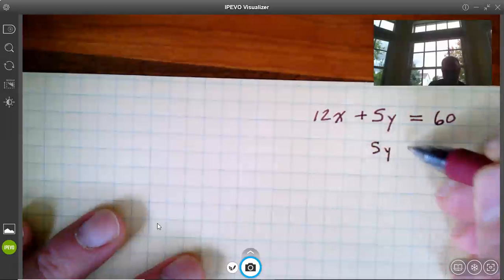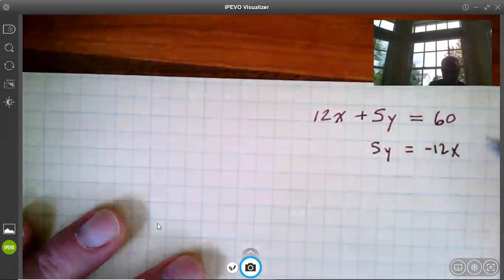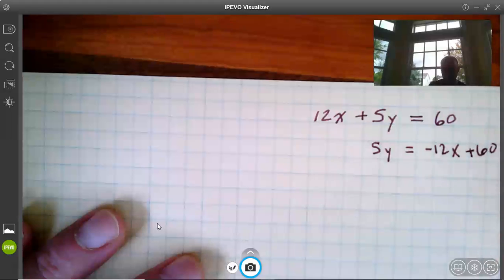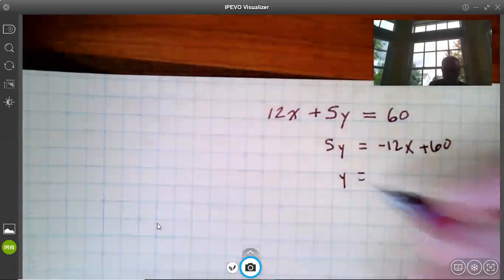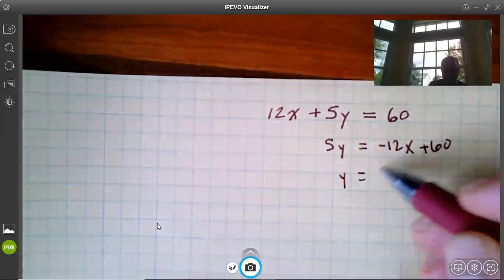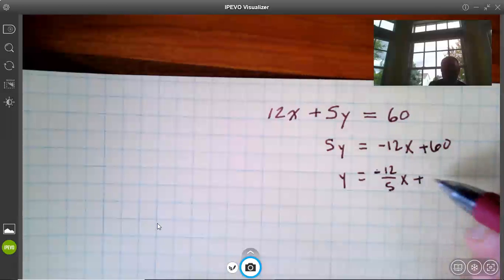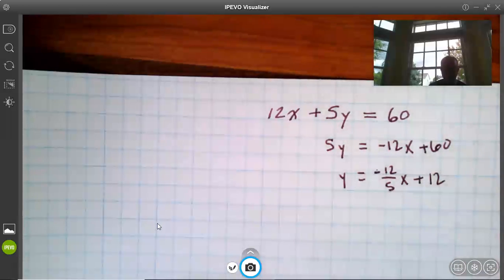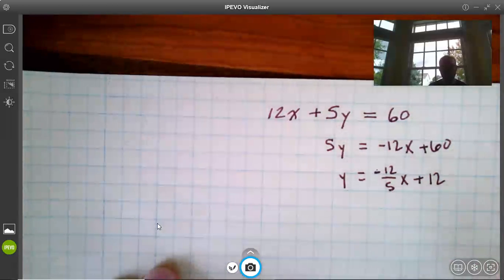That leaves me with 5y equals negative 12x plus 60. Now divide by 5 on each side, and we get y equals negative 12/5 x plus 12. So the y-intercept is 12, and the slope is negative 12/5. The other way we could do this is we could find the two intercepts.